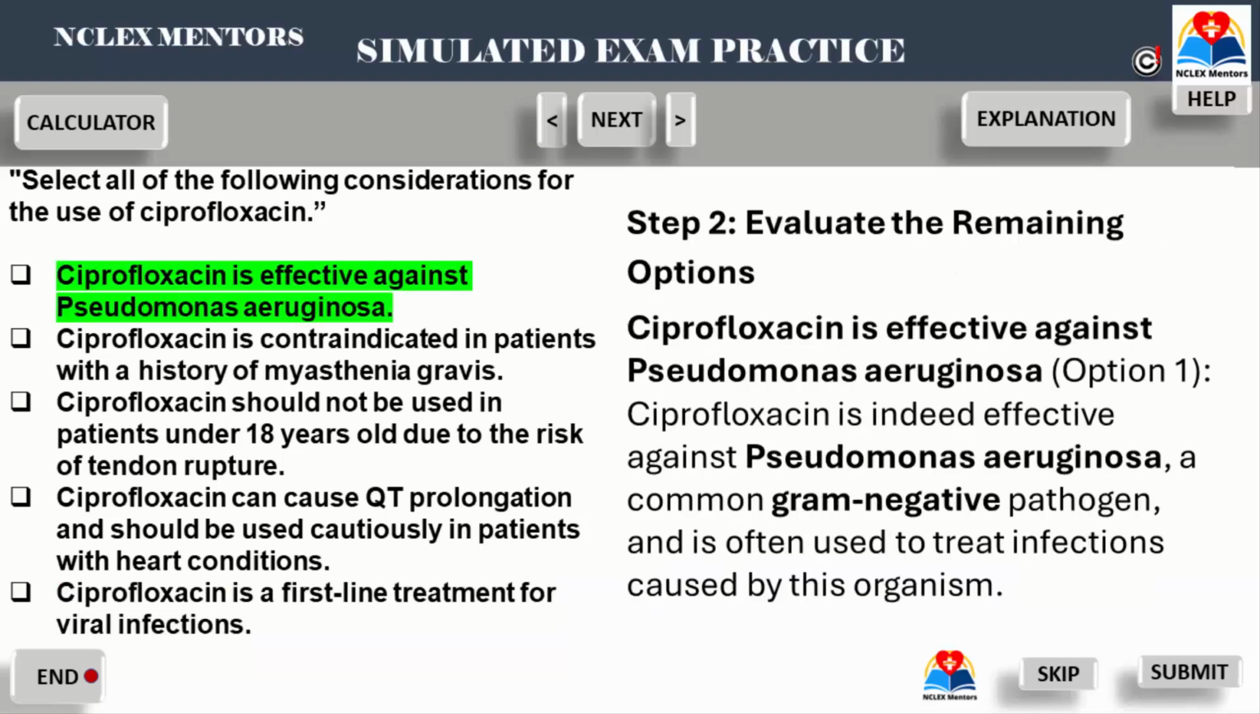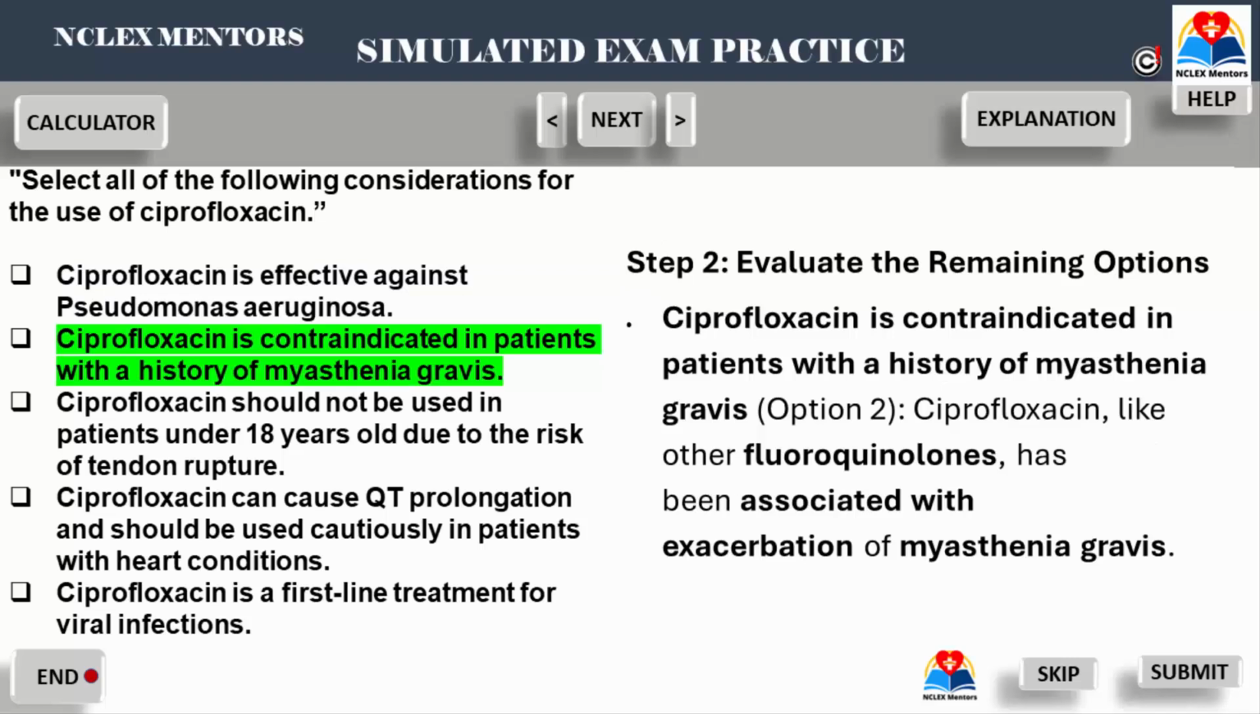Step 2. Evaluate the remaining options. Now, let's go through each of the remaining statements one by one. Option 1. Ciprofloxacin is effective against Pseudomonas aeruginosa. Correct. Ciprofloxacin is often used to treat infections caused by Pseudomonas aeruginosa, a common gram-negative pathogen. Keep this option.